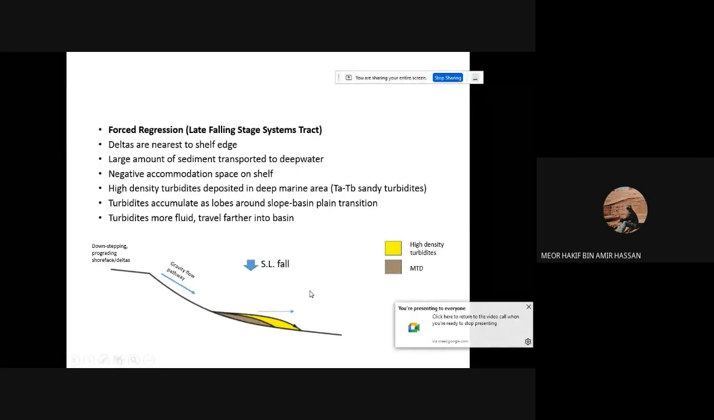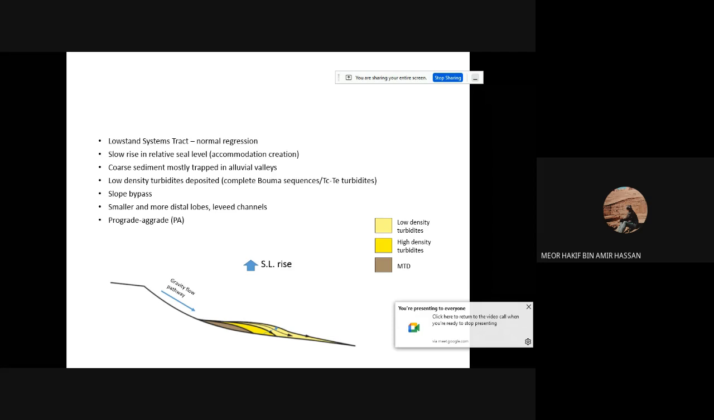Okay, so if no questions, we move further on. So this was the falling stage, right? Your sea level is falling down rapidly. Then you reach the lowest level of sea level, right? So you reach the lowstand systems tract. Okay, sea level is now starting to rise, but very slowly, right? Climbing a little bit, and the curve is very gentle in terms of angle. So what you get during this time is normal regression. It's no longer forced regression, and you get a slow rise in relative sea level. So you have accommodation being created, okay, more and more space for sediment to fill in.